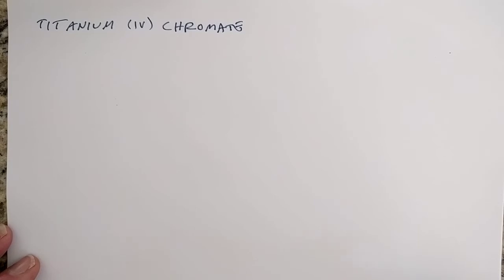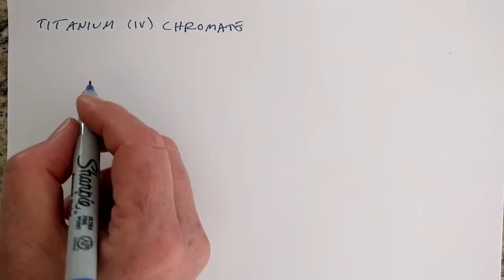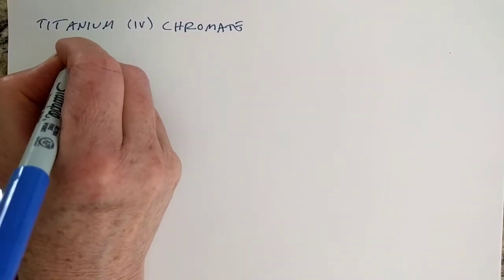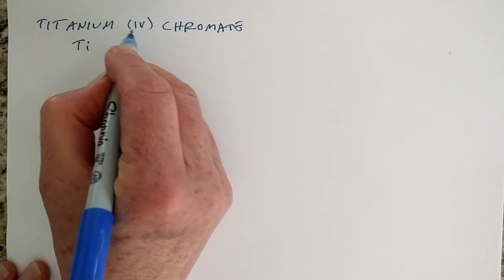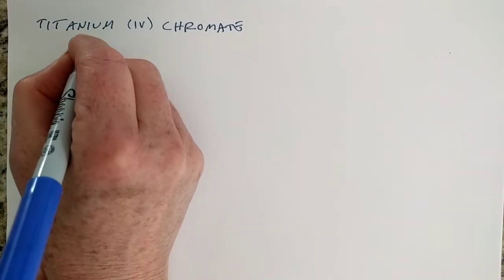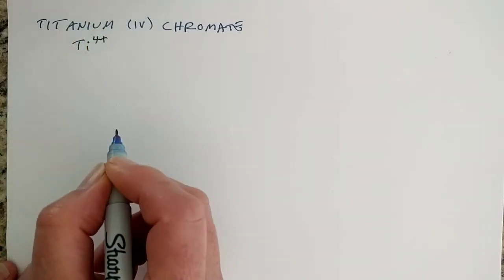Okay, so our first element, titanium, it is a metal. It is to the left of the staircase. This is the stock system. Okay, so we're going to write the formulas for our ions. So titanium is Ti. This Roman numeral 4 says that the titanium is a 4+ ion in the compound.